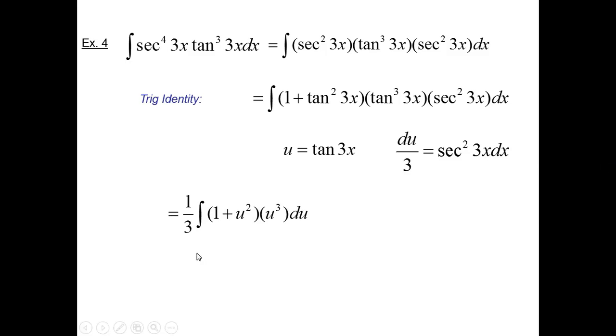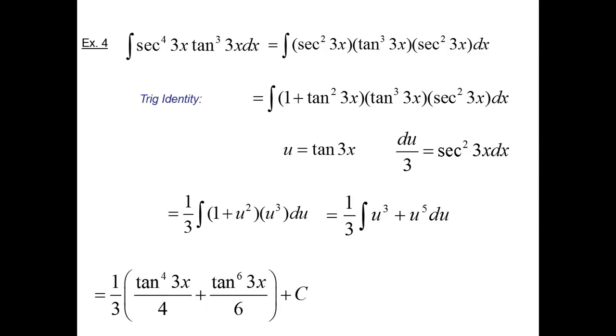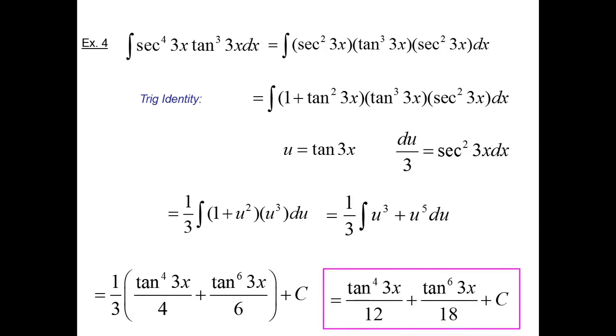So this integral becomes 1/3 times the integral of 1 plus u squared times u to the third du. And of course, if we distribute that u to the third, we get this. Using power rules and making replacements for u, here's your antiderivative. Distributing that 1/3 just to make it a little cleaner, we get this.